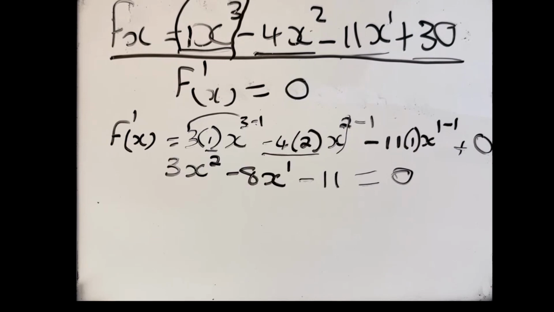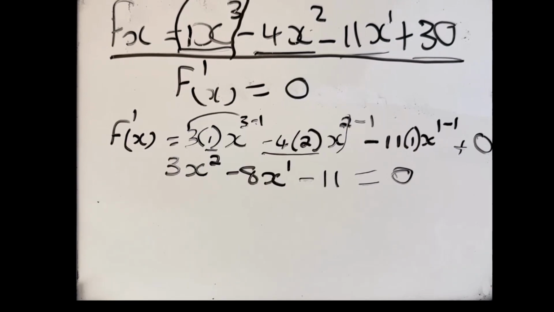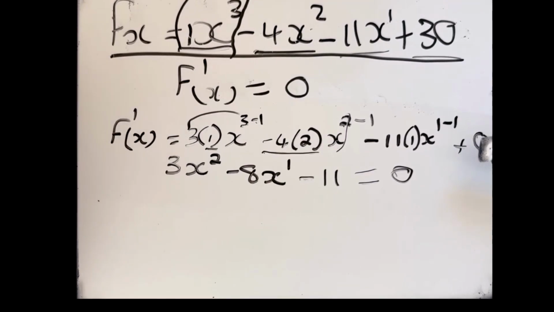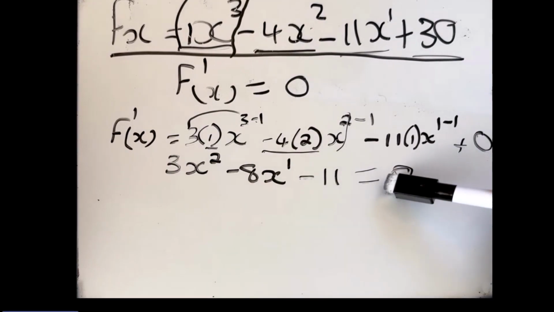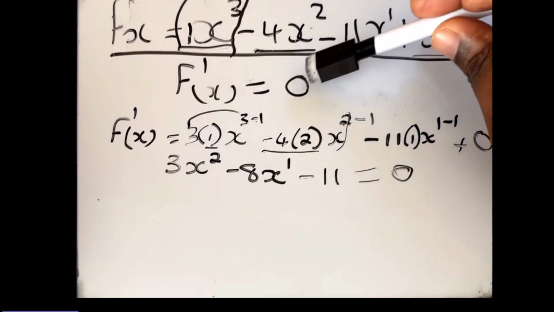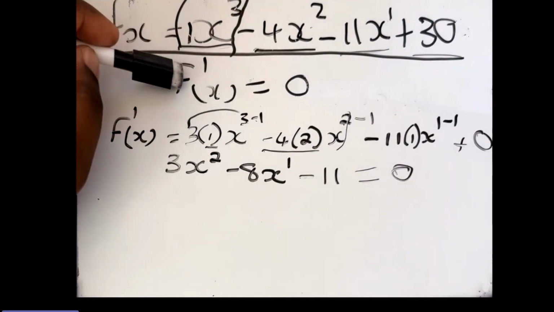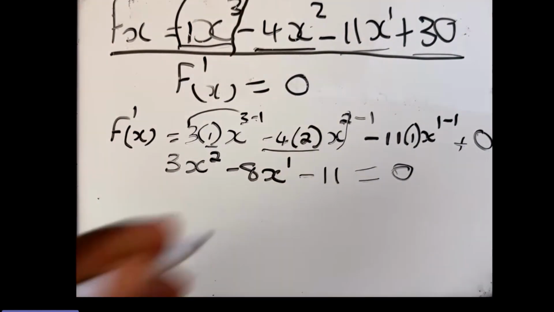The last number, we are no longer having it here because it doesn't have an x. It's just a number. We call it a constant. If it doesn't have an x, it's a constant. When we derive, it becomes 0. So now this 0 here comes from here. This is the same 0 here. And then f prime of 1 is this whole equation here.